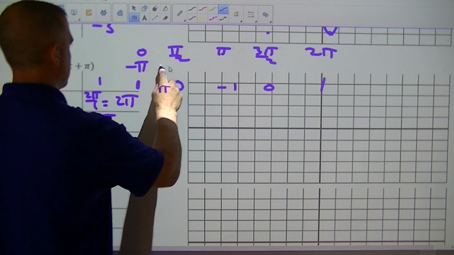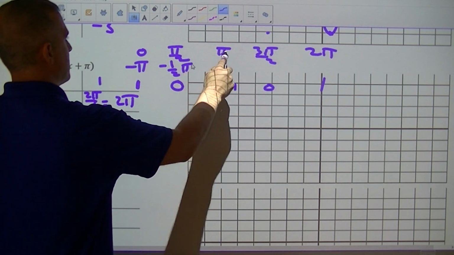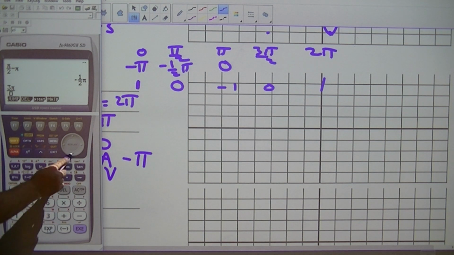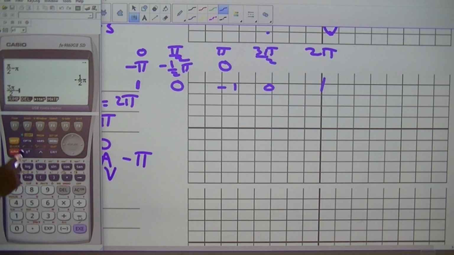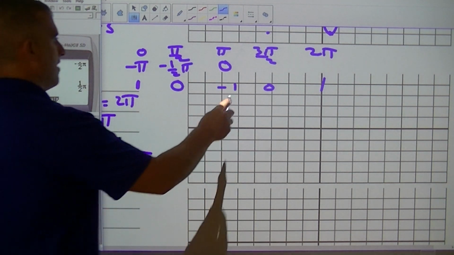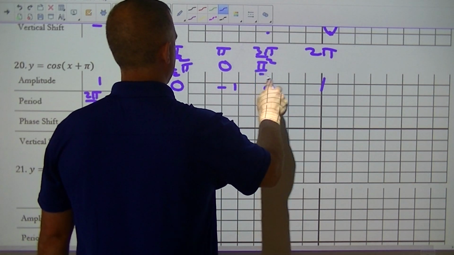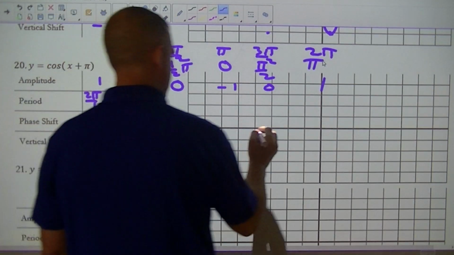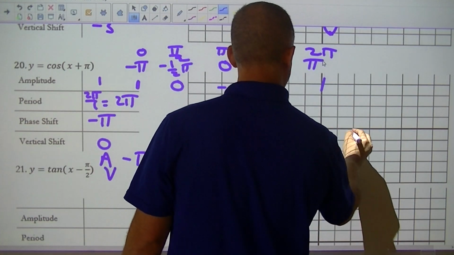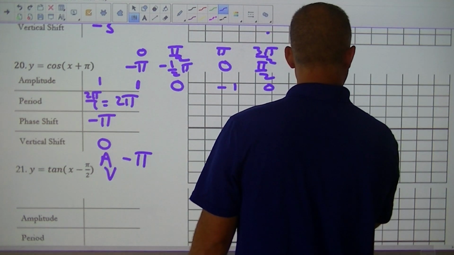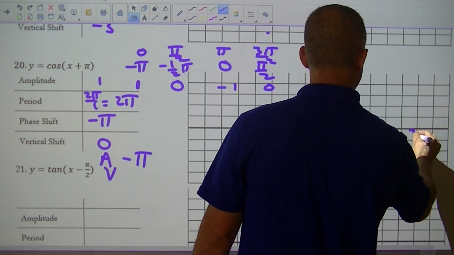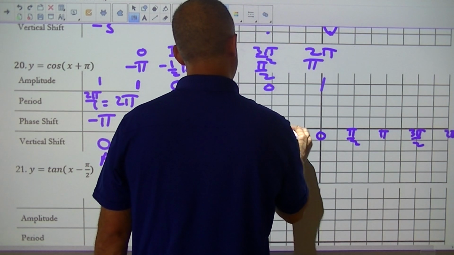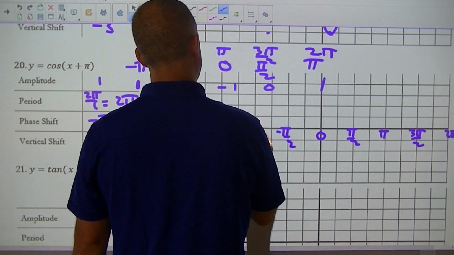Negative pi over 2. Pi minus pi would be 0. 3 pi over 2 minus pi is a half pi, or pi over 2, and this would just be 1 pi. Okay? So I'm going from negative pi over 2. Okay? So pi over 2, pi, 3 pi over 2, 2 pi. If I have to go the other way, this is a negative pi over 2. All right, skip 1, negative pi.